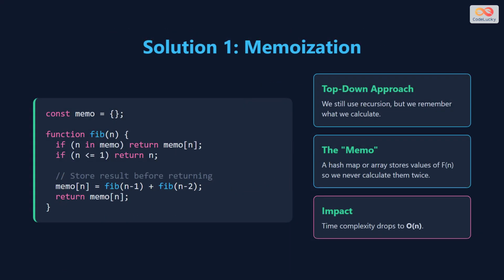We can fix this using a technique called memoization. This is a top-down approach. We simply use a dictionary or an array to store the results of our calculations. Before performing a calculation, we check if we have already done it. If we have, we just return the stored result. This drastically reduces the time complexity to linear time, or O(n).